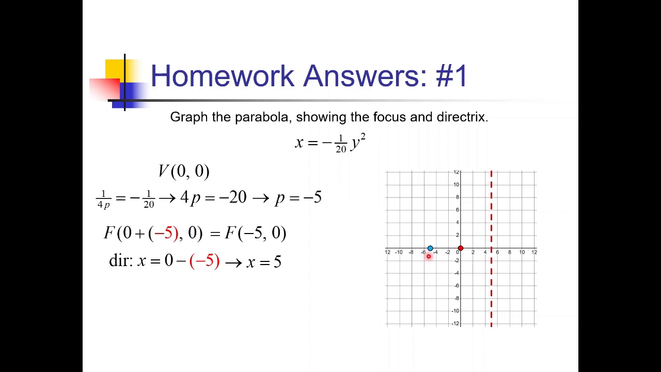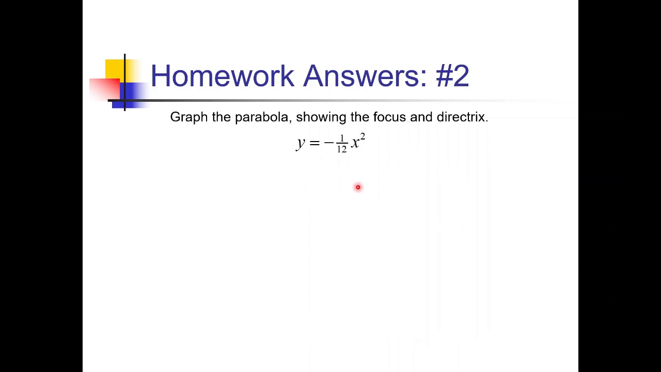Now I need two more points that are the same distance from the focus and the directrix. So let me start at the focus. The focus, you'll notice, is 10 units away from the directrix, so we need to count off 10 units in both directions. Let me just go up first. So we got 2, 4, 6, 8, 10 right there. And going down now, we have 2, 4, 6, 8, and 10. And I can just draw the parabola through those 3 points.